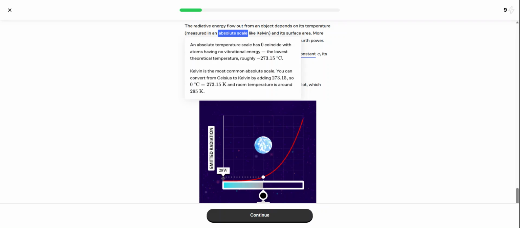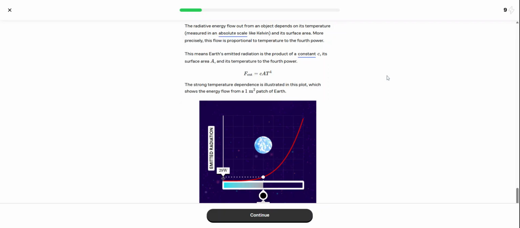To convert from Celsius to Kelvin, simply add 273.15. Room temperature is around 295 kelvins, and so on, and its surface area. More precisely, this flow is proportional to temperature to the fourth power. This means Earth's emitted radiation can be written in terms of a constant C, its surface area A, and its temperature to the fourth power. So, energy flow out equals constant times surface area times temperature to the power of 4.